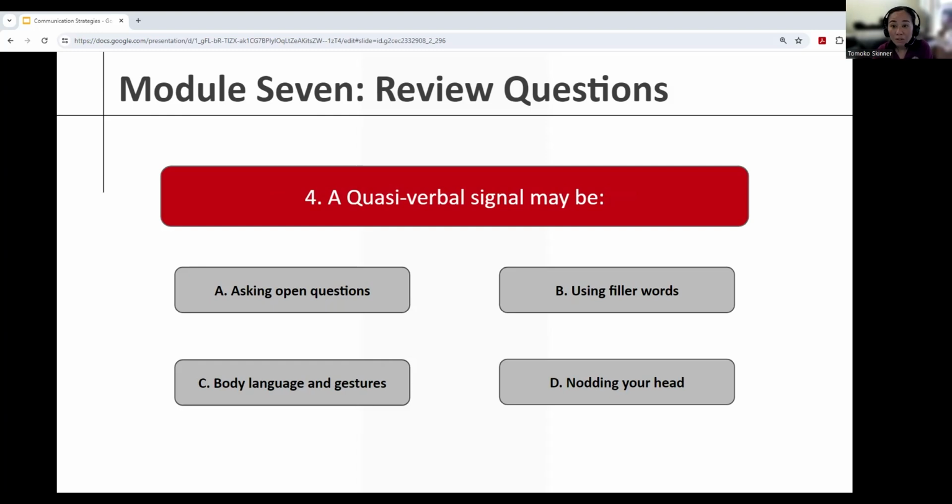Number four, quasi-verbal signal may be A, asking open questions. B, using filler words. C, body language and gestures. D, nodding your head. Which one is a quasi-verbal signal? A, B, C, or D? Correct. B is the correct answer. Quasi-verbal fillers with words like "uh-huh" show the speaker that you are awake and interested in the conversation.